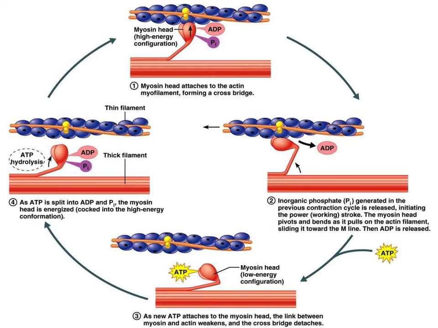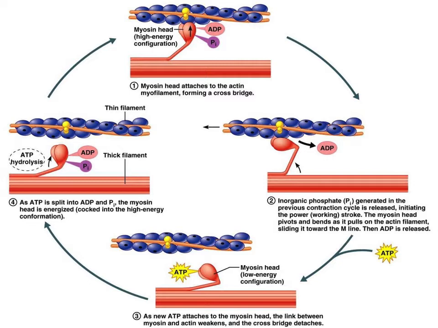We have another high energy containing molecule. We have ATP. ATP comes in and binds to the head. What does that do? It doesn't give it energy. Because it has high energy, it weakens the thick-thin bond. The presence of ATP, listen up, the presence of ATP weakens the bond between the thick filament and the thin filament. In other words, it allows the two to detach.